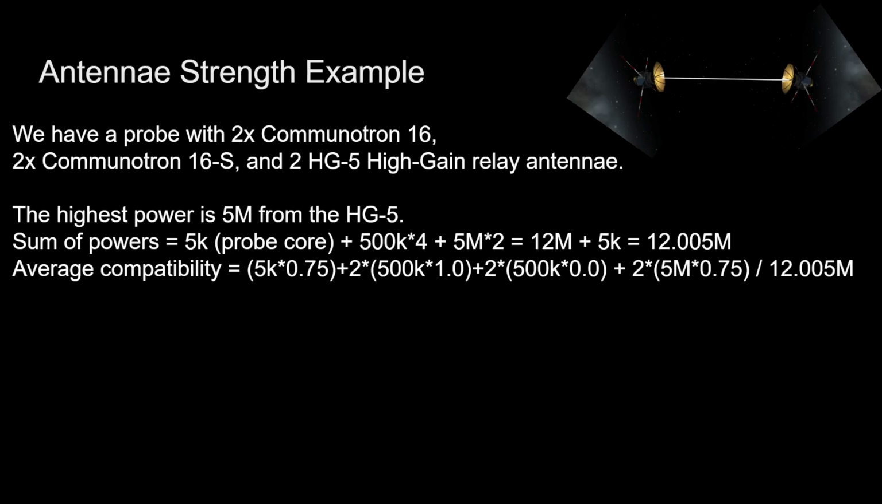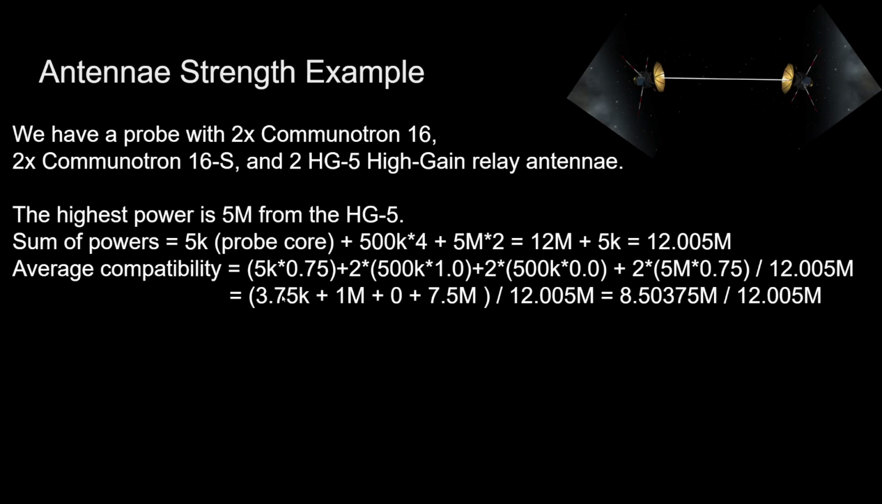Want to look at the average compatibility? We've got 5K times 0.75 for the probe core. We've got the Communitron 16s with the compatibility of 1. We've got the Communitron 16S with compatibility of 0. Then we've got the high gain relay antennas. And all of that will be divided by the sum. So 12.005.